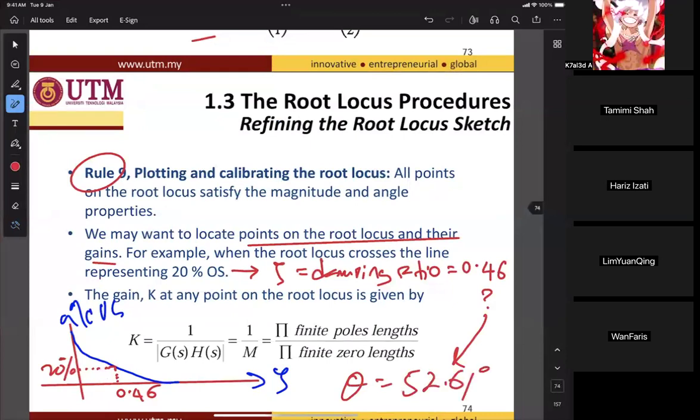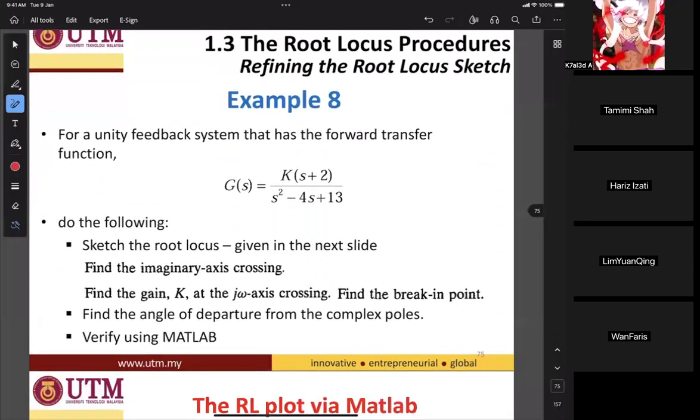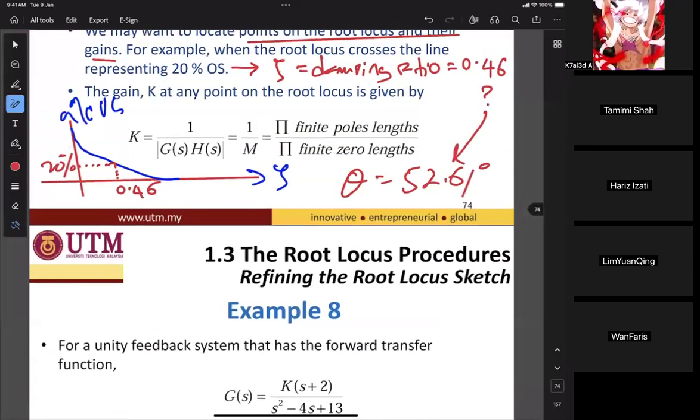Okay, good. And the gain K at that point will be K equal to 1 over the magnitude of G(s)H(s). You get the gain K value. Yes, it's 62.61, not 52, 62.